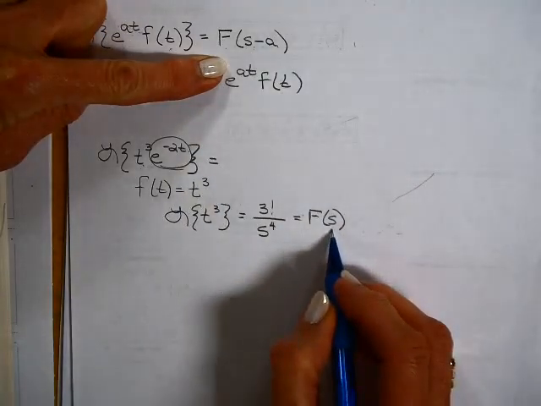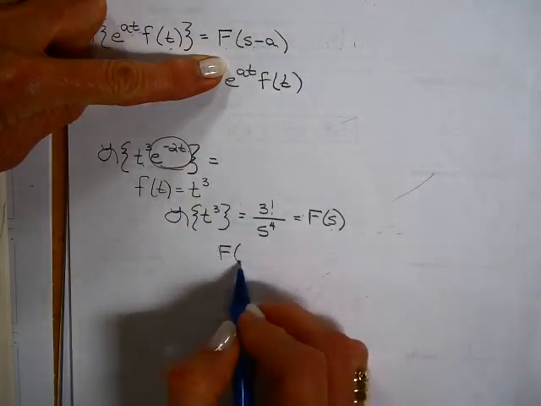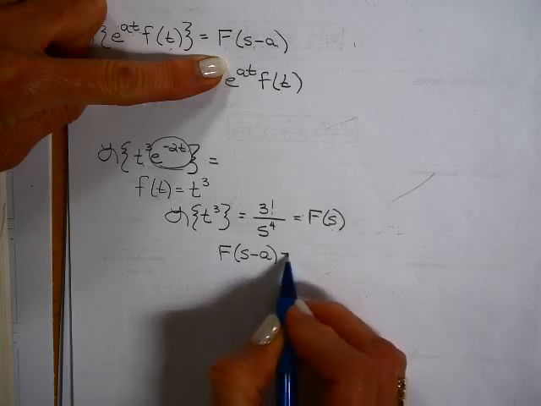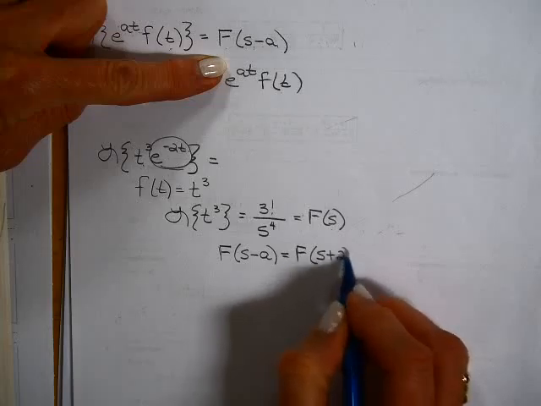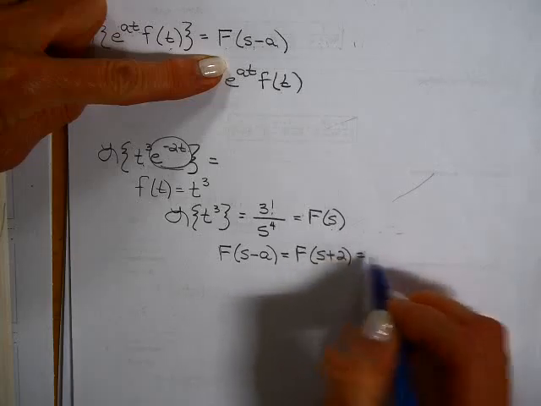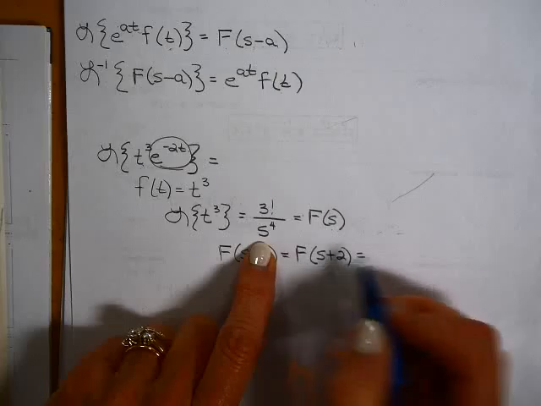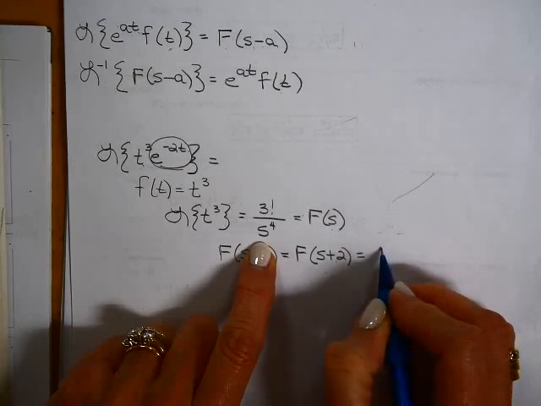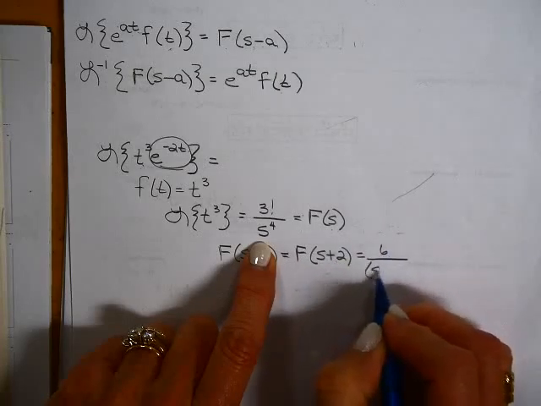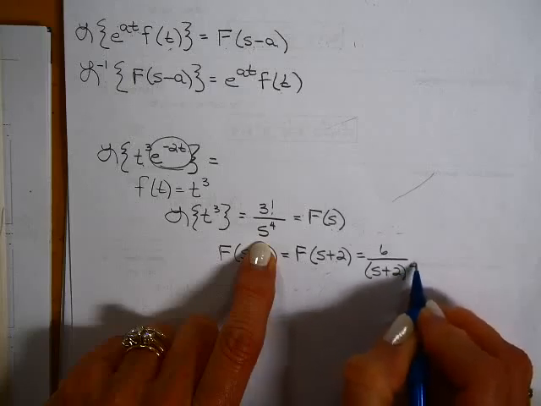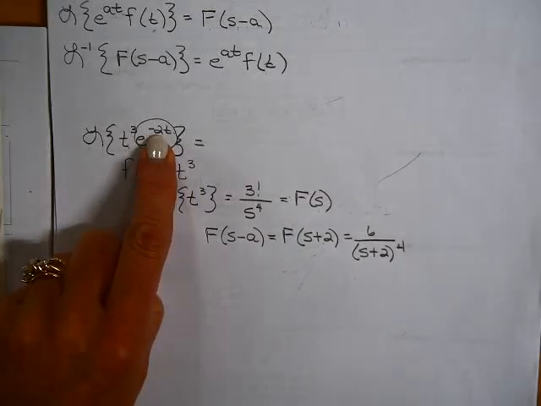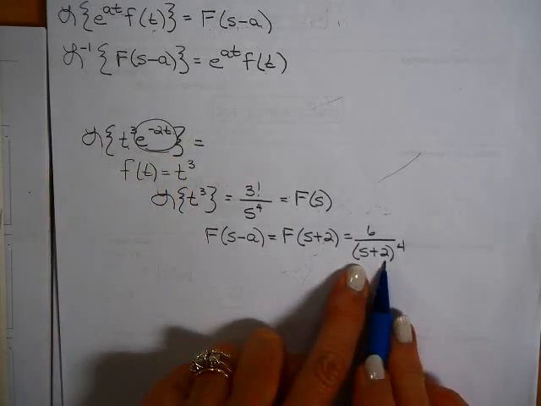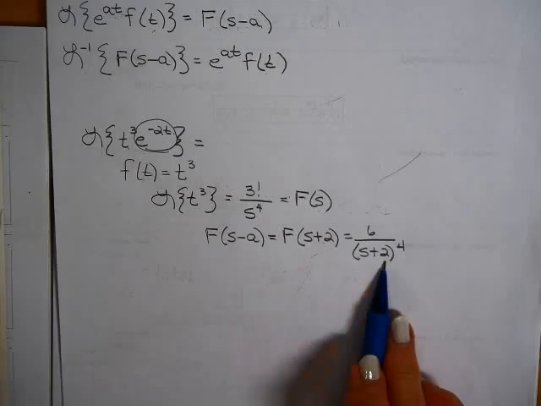I have to take this answer and shift it to f of s minus a, which is going to be f of s plus 2, which means you put s plus 2 wherever you have an s, and the answer is 3 factorial, which is 6, over s plus 2 to the fourth. This represents the shift, and this is the result of that shift. Okay?